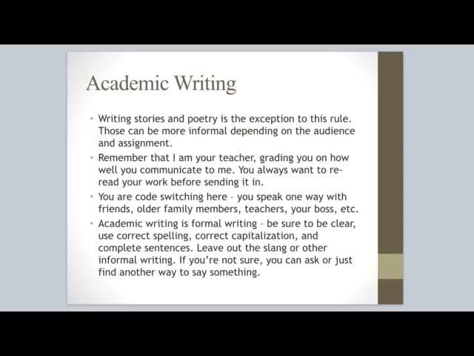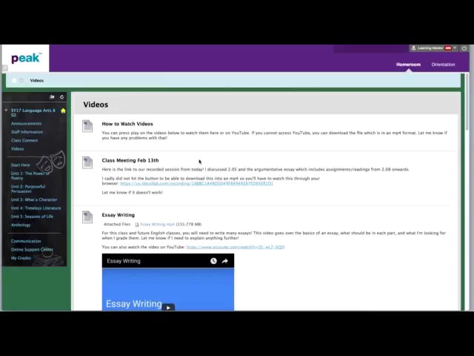You always want to reread your work before you're sending it to me, and you do want to reread your emails too. Make sure you use your spell check and that it is the right word still. Academic writing should be formal writing, so be sure it's clear, use correct spelling, correct capitalization, and complete sentences. Leave out slang or other informal writing, and if you're not sure, you can always ask or just find another way to say something.